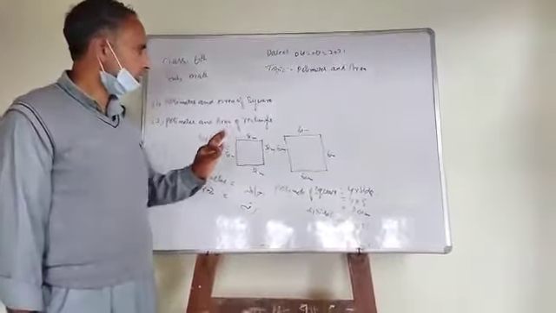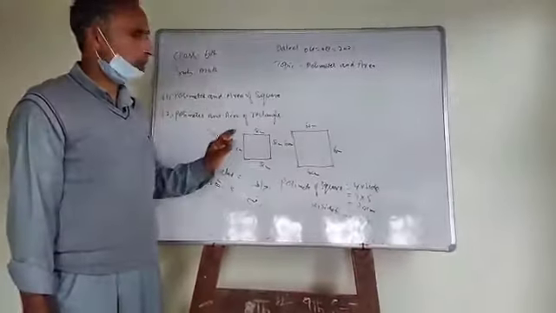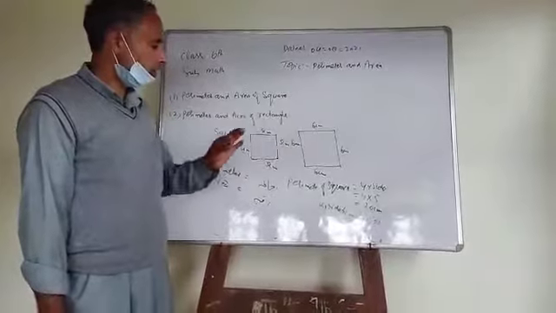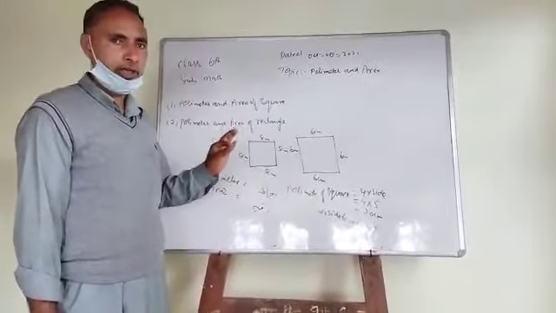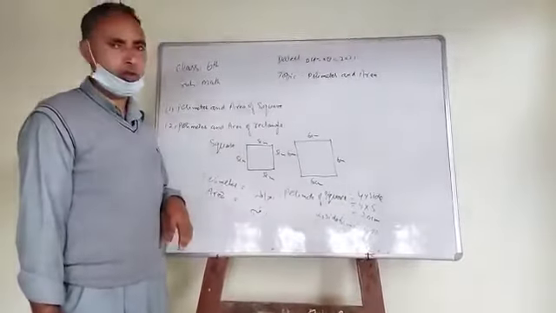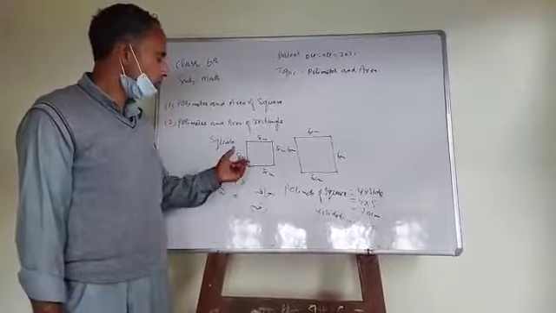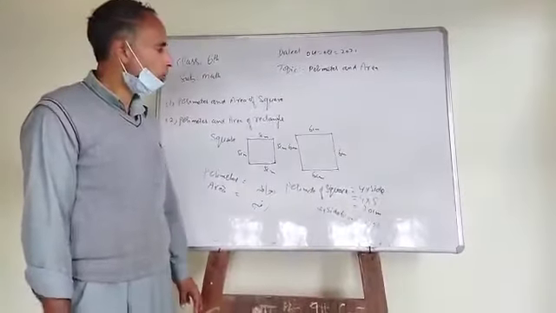then you would have to add 5 plus 5 plus 5 plus 5. In mathematics we do not do that; we use the formula. The perimeter formula is 4 into side.